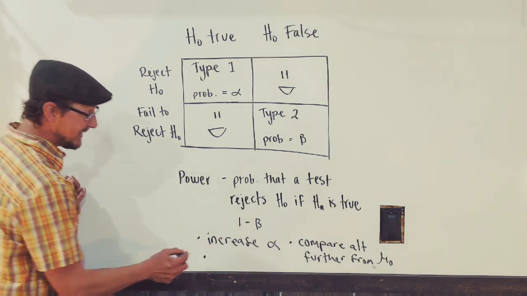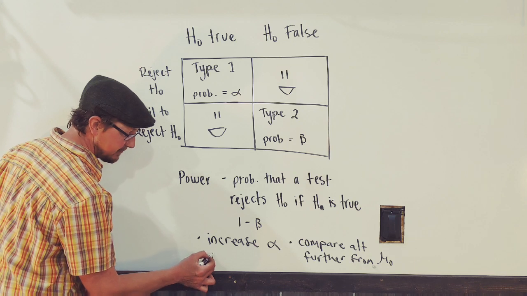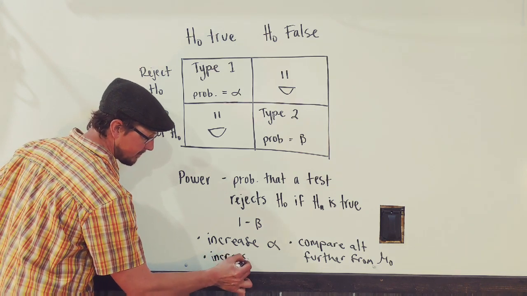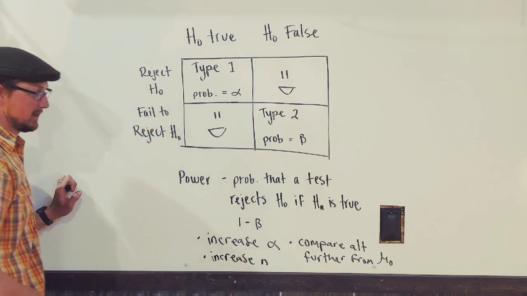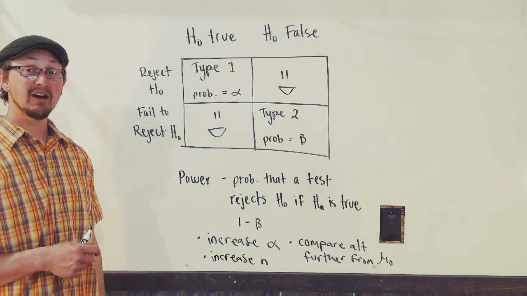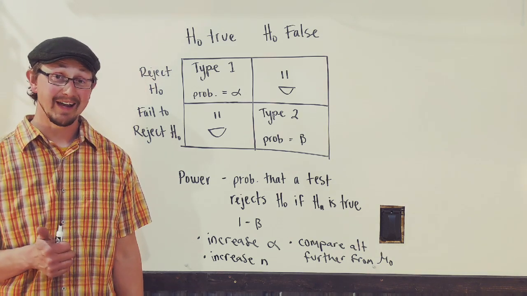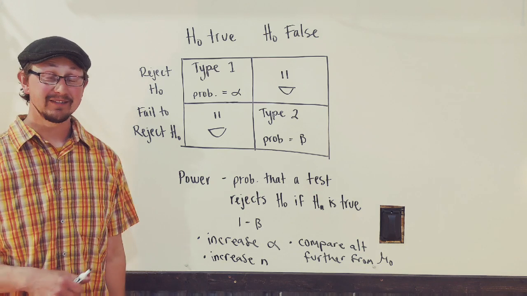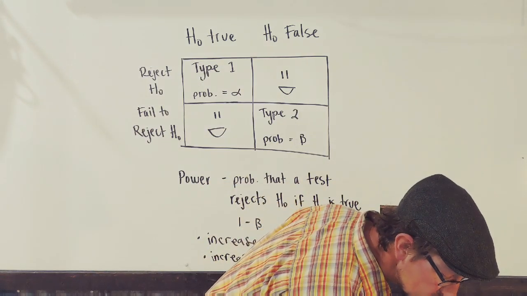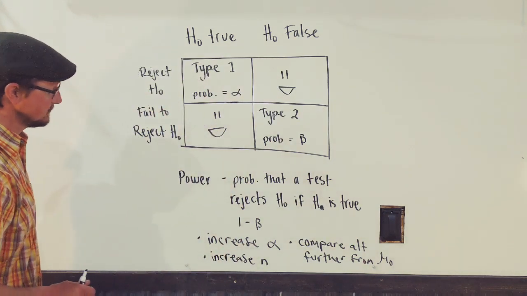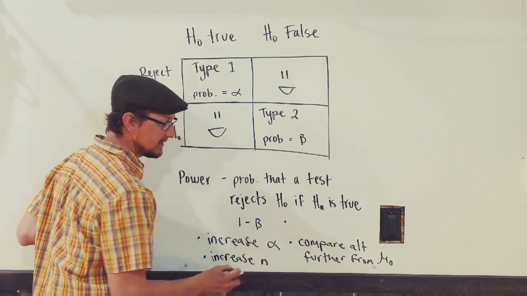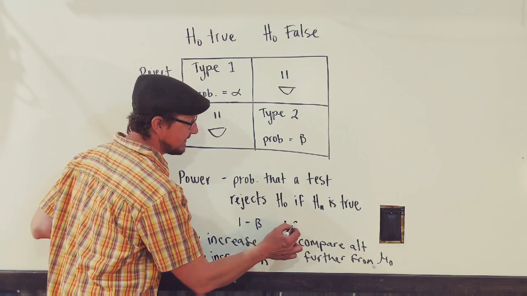Additionally, we could increase the sample size. More in your sample means the probability of you coming to the correct conclusion is higher, which is an increase in power. I'll put it down, though it's not very realistic.